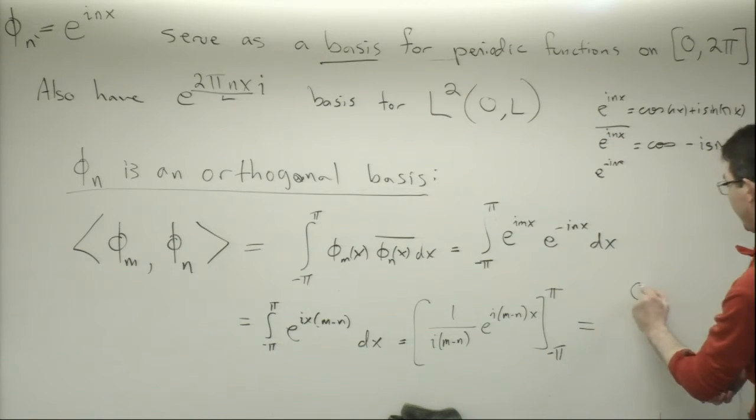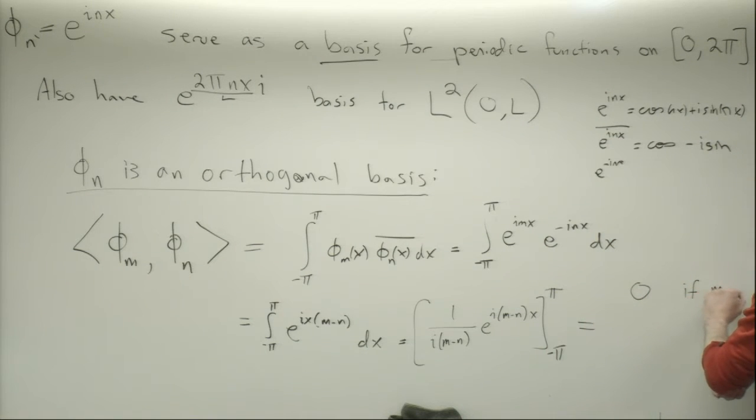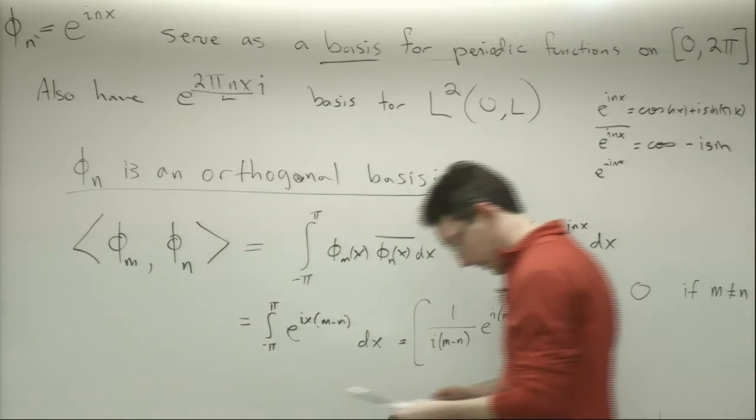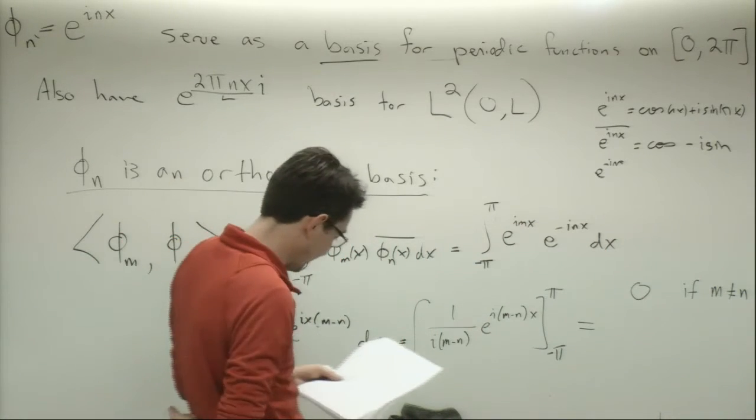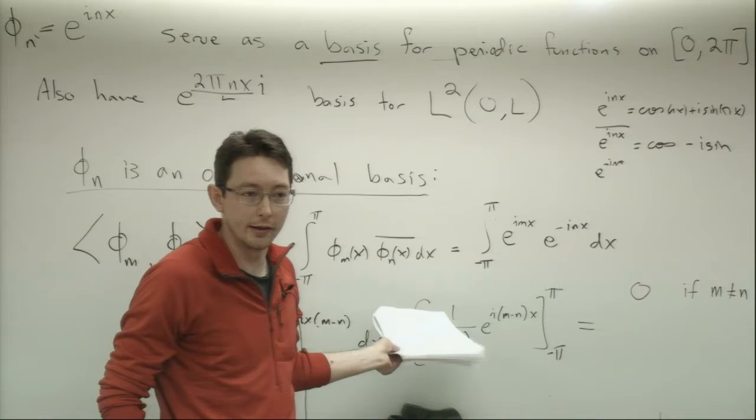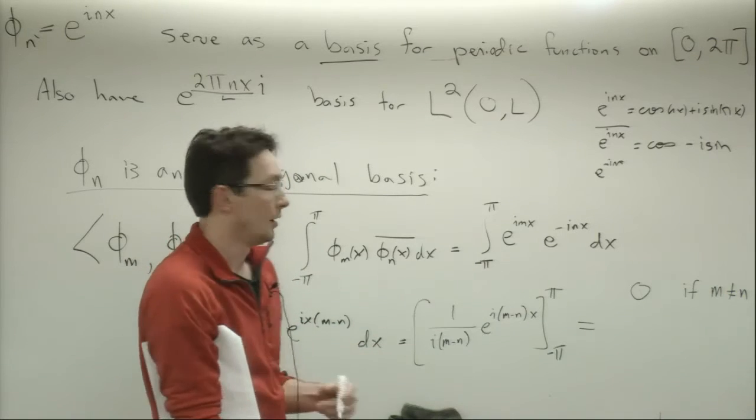Right, so this equals 0 if m is not equal to n. I'm trying to think of the best way to explain why this is equal to 0 because it's not obvious to me. Does anyone know why this is equal to 0?